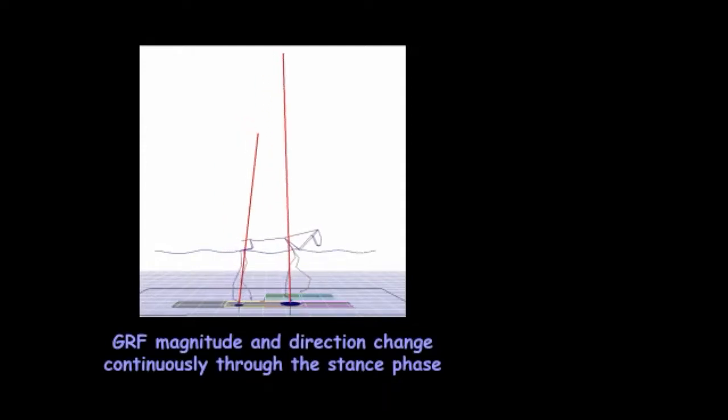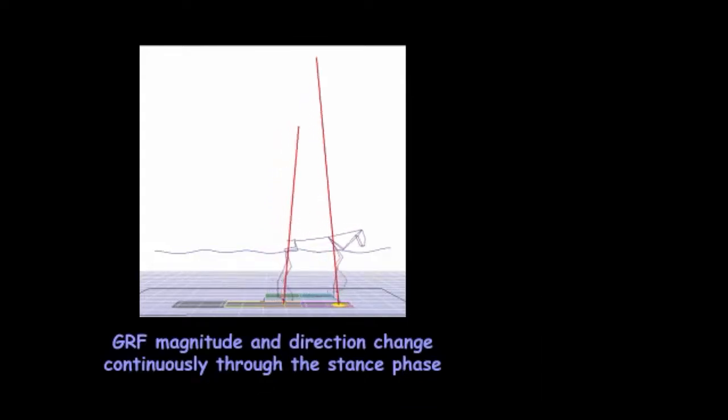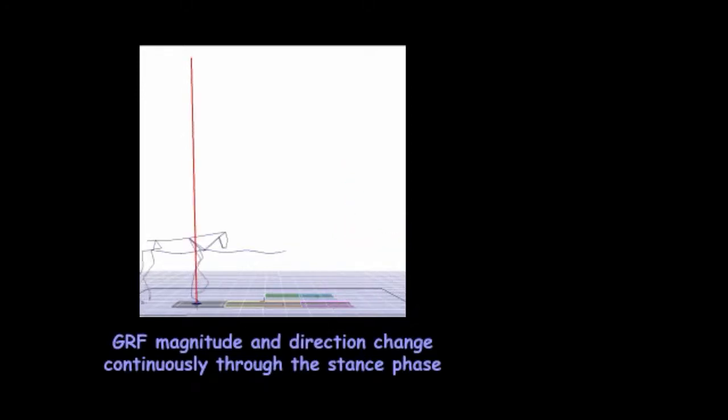And you'll notice that the magnitude of the force, the length of the force vector, is always larger in the forelimb than the hind limb. And that's because the forelimb is carrying a larger percentage of the body weight. Overall, about 58% of the weight is carried by the forelimbs.